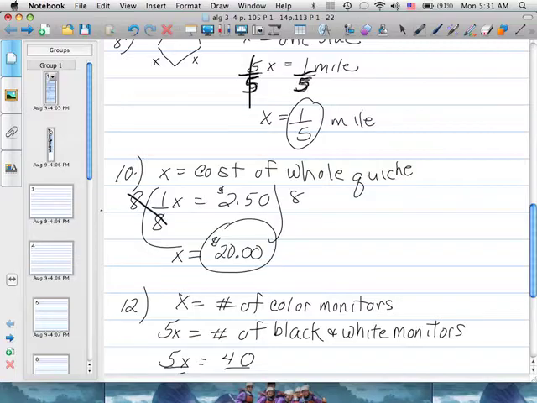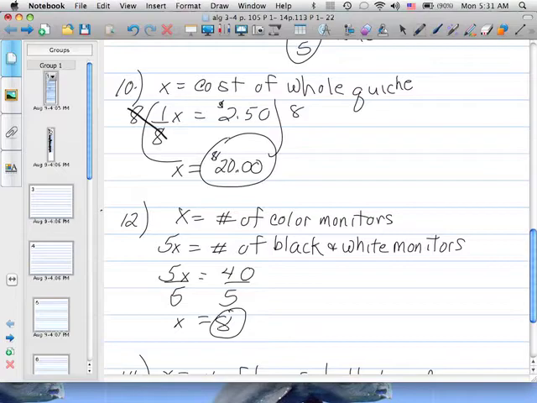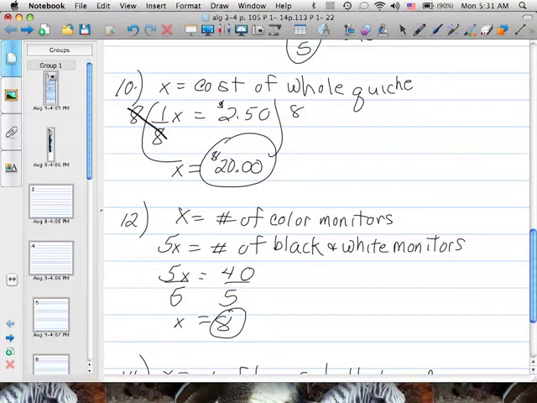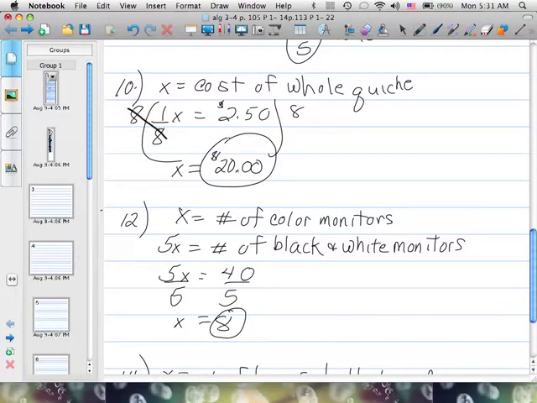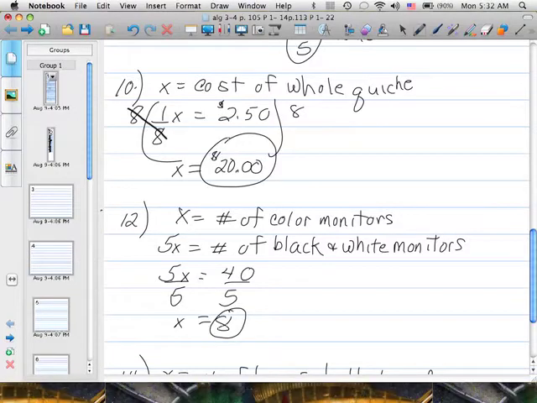Number 10, a restaurant charges $2.50 for 1/8 of a quiche. At this rate, how much does the restaurant receive for the whole quiche? We're trying to find the cost of the whole quiche, so we say x equals that cost. We know that 1/8 of that cost is $2.50, so that's our equation. Multiply both sides by the reciprocal of 1/8, which is 8. Those cancel out, and 8 times $2.50 gives us $20, which is the cost of the whole quiche.